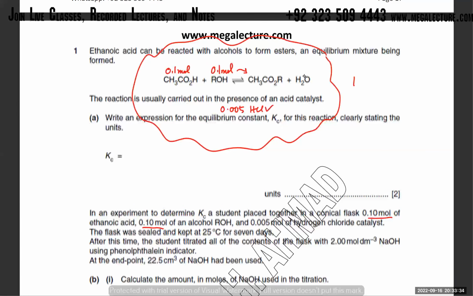Now he's reacting the whole thing, titrating it with NaOH. So the whole thing is being titrated with NaOH, and he's told us how much NaOH was used, with 2 mole per dm cube being the concentration of NaOH. And he's told us the volume of NaOH that has been used up, that's 22.5 centimeter cube. Now, first part, he's saying calculate the amount in moles of NaOH. So how many moles of NaOH do we have? It's concentration times volume divided by 1,000. What do you get?